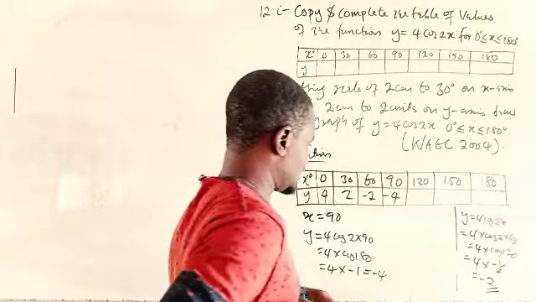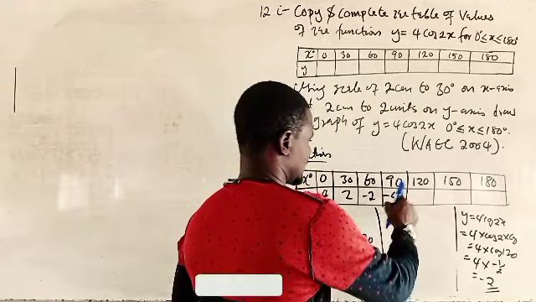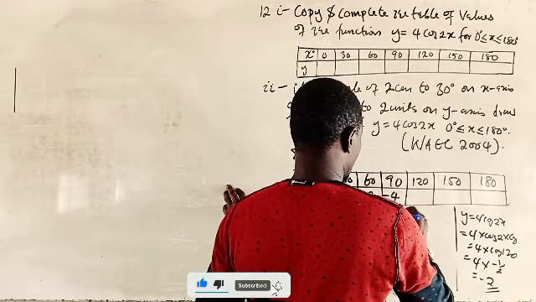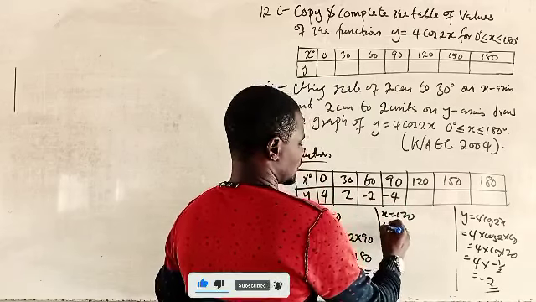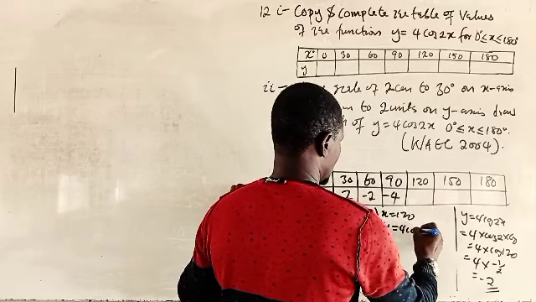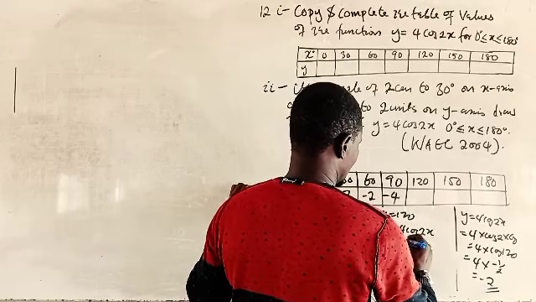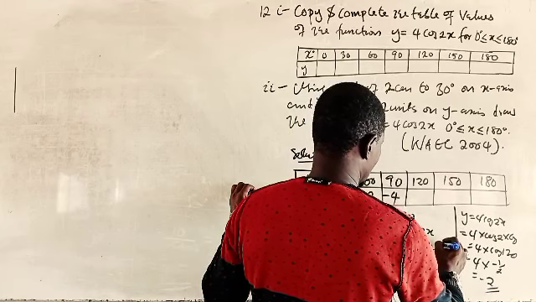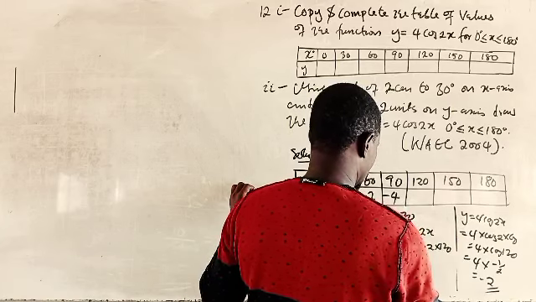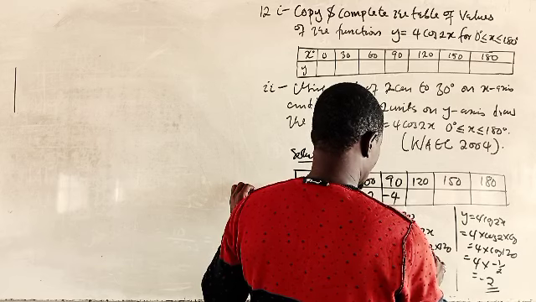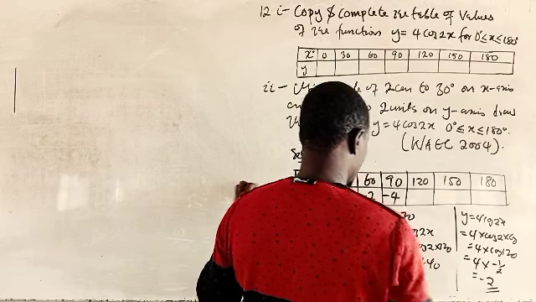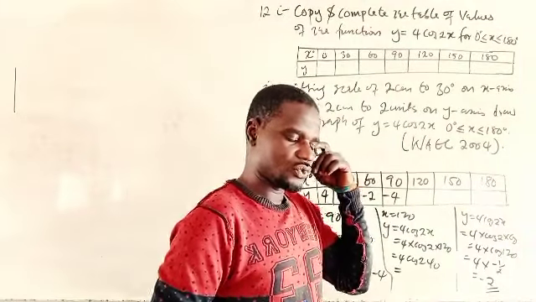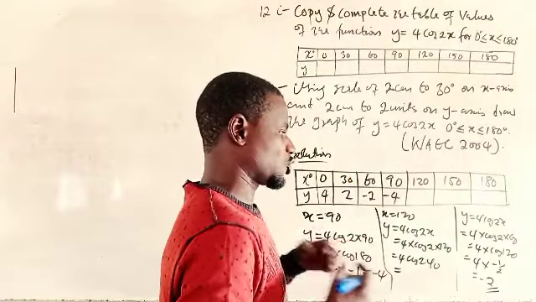After this, we check when x is 120. As x equals 120, we have our equation y equals 4 cos 2x, which is 4 times cos 2 times 120. This is 4 cos 240, and cos 240, I think, is minus 1 over 2.